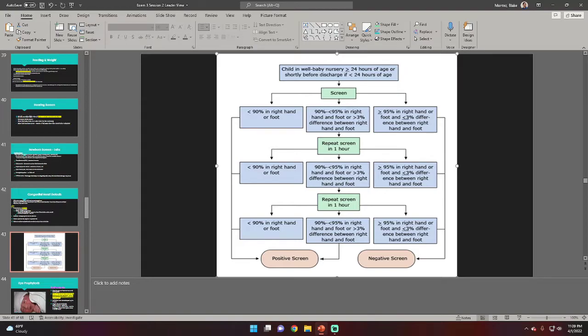We have these different repeatings because if it doesn't match, we're going to do it again, and then we're going to do it again. Okay, in the middle one here, if it's between 90 and 95% in the right hand and the foot is more than a 3% difference, that would warrant a positive screen as well. So that would not be a good thing.